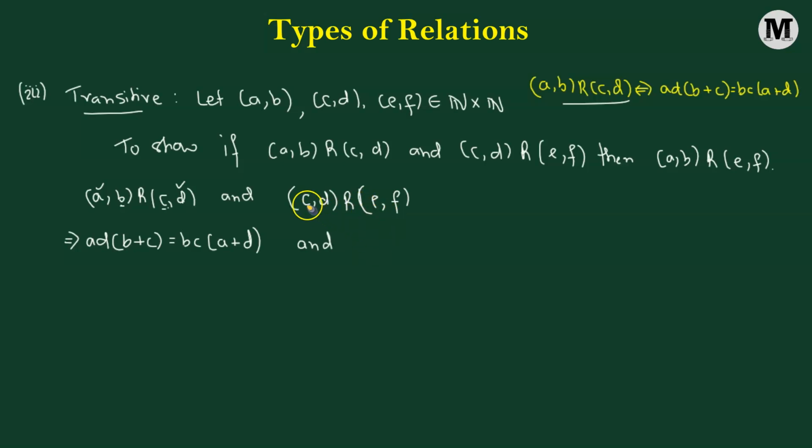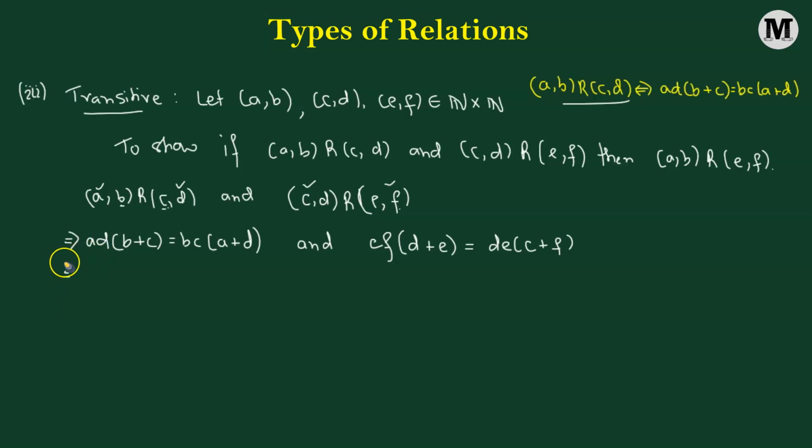So this simply means that we have C times F, this is going to get multiplied by (D plus E). This is going to be simply equal to D multiplied by E multiplied by the sum of C and F, so we have (C plus F). Okay, fine. So here we have two equations.